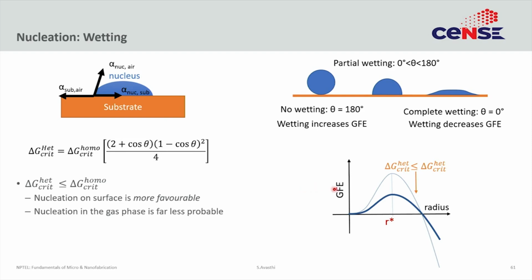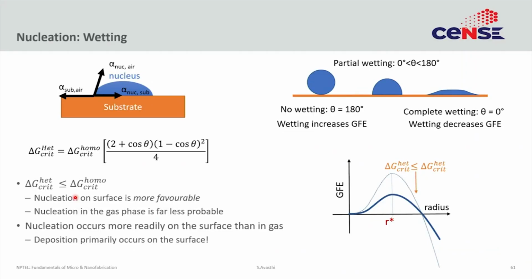Now, if this delta G reduces, then again if you remember this curve of Gibbs free energy versus radius, you would notice that as you reduce this delta G critical, you would actually shift the value of R star, right. So, that is what happens. And because this value of delta G is always less, the nucleation on the surface is always more probable, always more favorable. That is the reason we are able to deposit films and do not have a shower of particles. All right, let us move on.